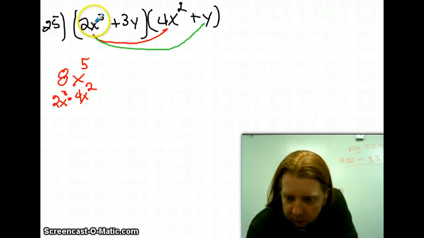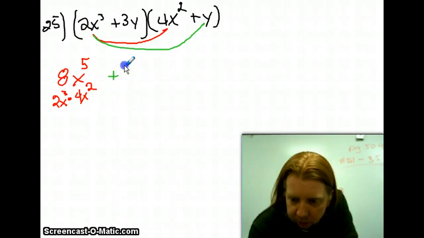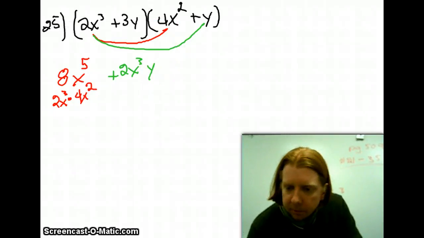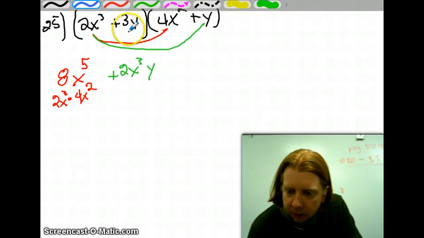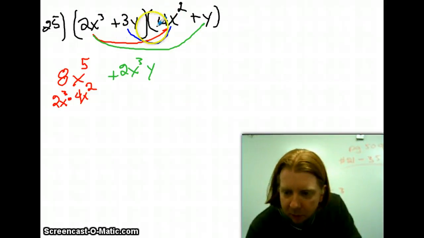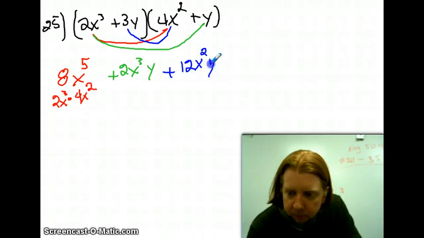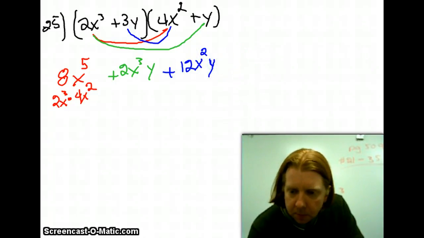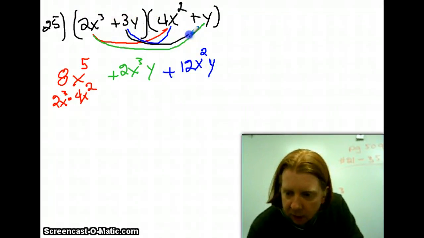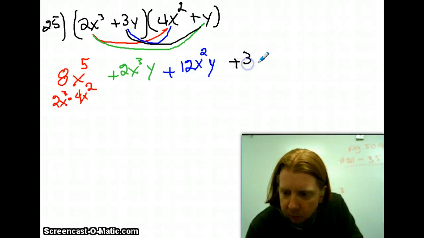2x to the 3rd times y is just 2x to the 3rd y. There's no combining there. Can't do anything with it. So now let's take this pairing. And again, I can't really do a lot with this based on what I'm multiplying. So it's just 12, that's the 3 times the 4, times x squared, times y. And last, but certainly not least, plus 3y squared. 3y times y, 3y squared.